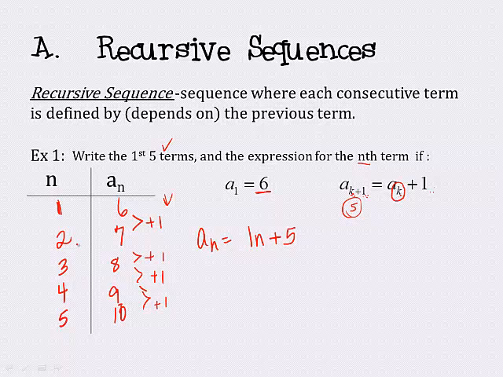If n is 2, 2 times 1 is 2, plus 5 gives me 7. It works. 3 times 1 is 3, plus the 5 gives me an 8. 4 times 1 is 4, plus 5 gives me 9. And then 5 plus 5 gives me 10. So this is my expression for the sequence, given only this much information.